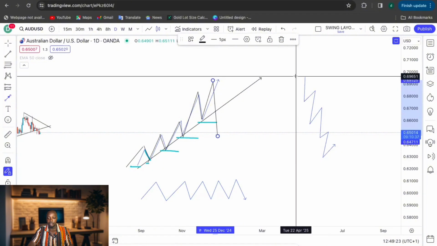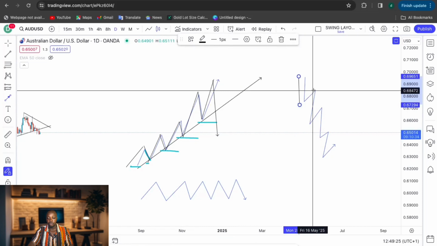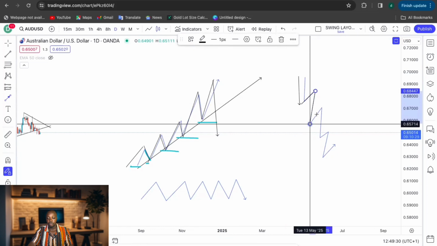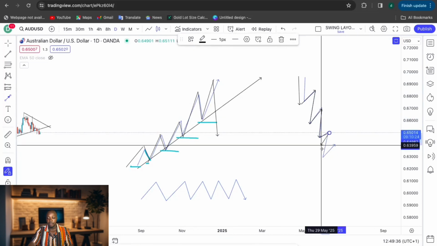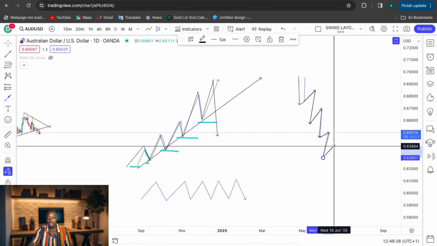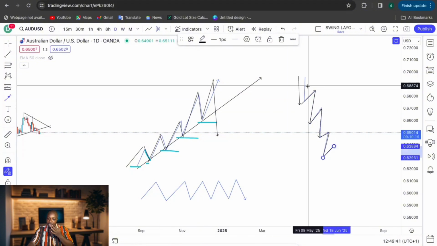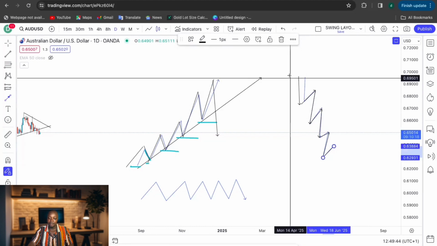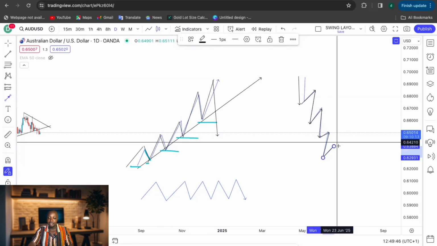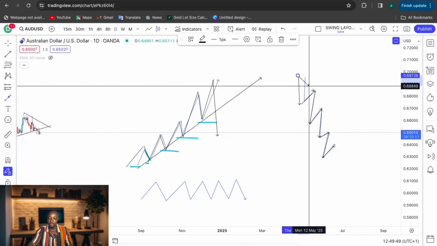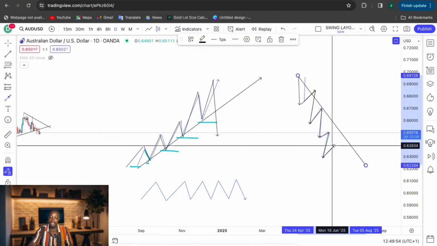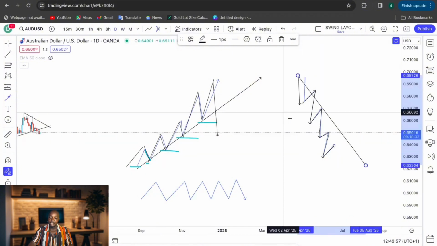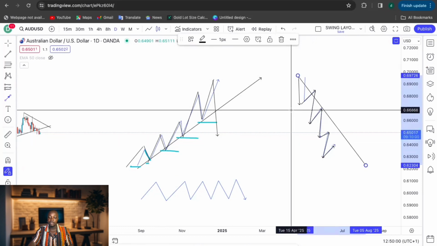Okay. See, from high to low to lower high to lower low to lower high to lower low to lower high. This is a downtrend because it's making consistent lower highs and lower lows. This high is not taking out the previous high. This low is not taking out the previous low, so this is the downtrend.